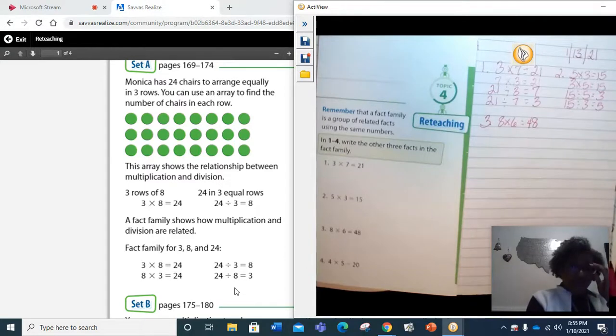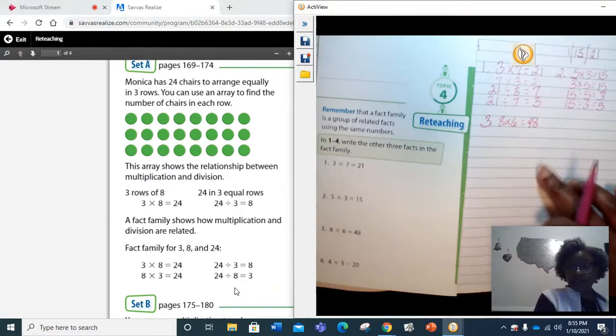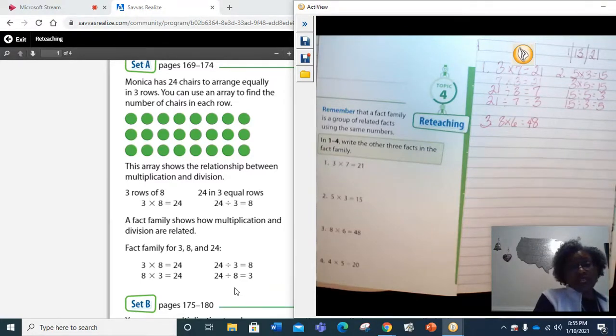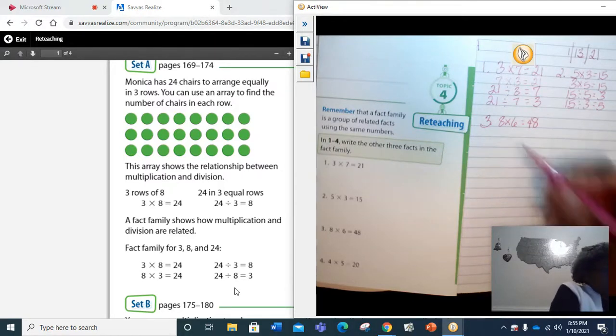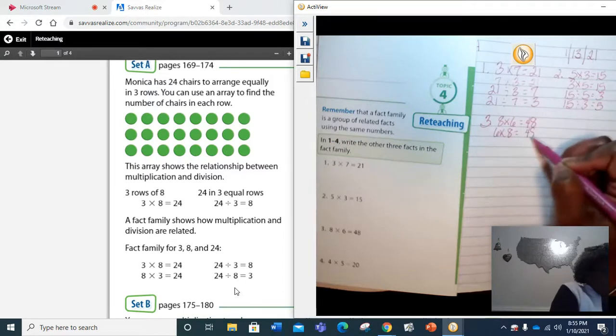Now, tomorrow, you will be able to use your notes. Once you put the notes in your math journal, you're able to use them on the test. You can't use your math book, but you can always use your math journal. So 6 times 8 equals 48.